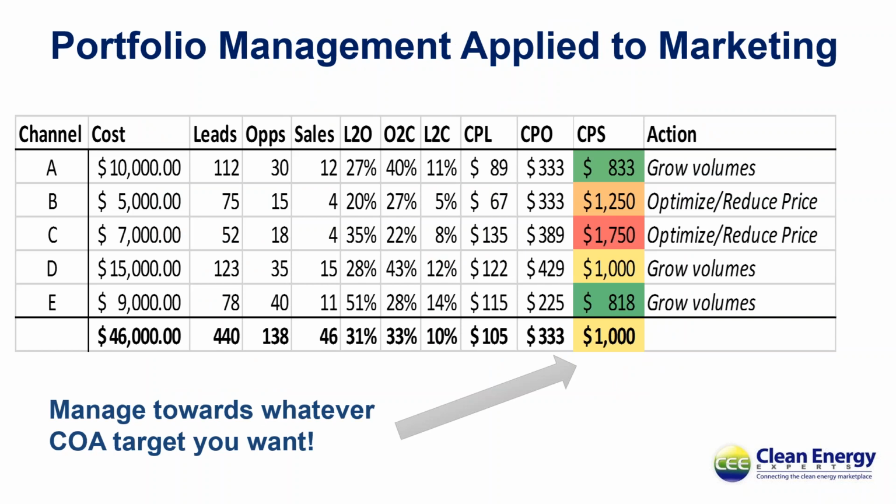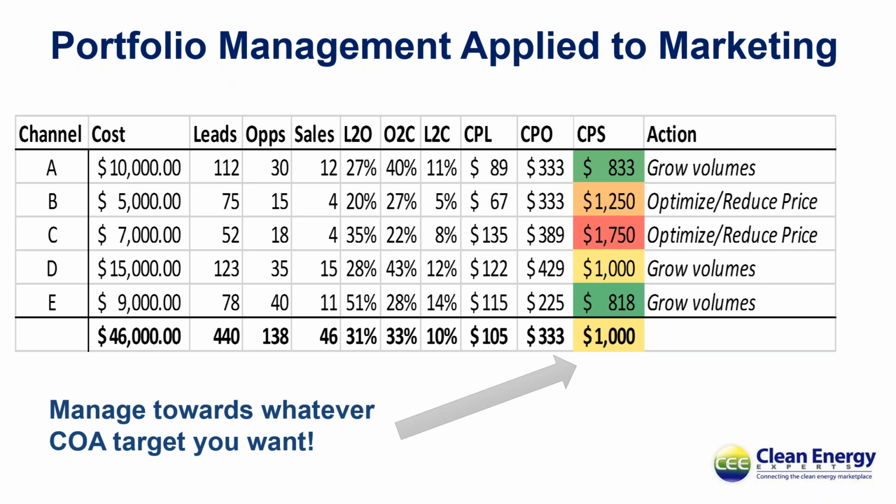So as I mentioned, you usually have a portfolio. You're going to have several different marketing channels that you are generating leads from. Channel A, for example, let's say that you had a budget of $10,000. You spent $10,000 on it. You got 112 leads, followed it on down the funnel, and ultimately your cost per sale is only $833. Once again, you have that $1,000 target. So this is a good channel. This is giving you a discount on what you're able to spend per sale. And so with channel A, you're going to want to grow volumes.